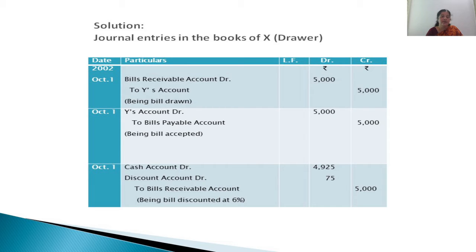Then what about the second bill regarding? Second bill was drawn by Y on us and we gave the acceptance. So Y is a receiver of the benefit of acceptance, bill is going out, and that bill is for us bills payable. Y's account debited to bills payable account.